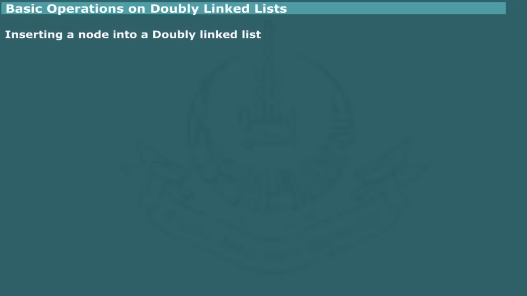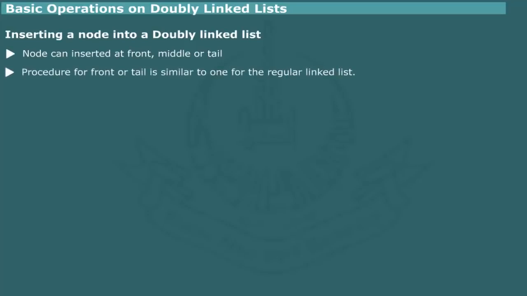Inserting a node into a doubly linked list. A new node can be inserted at the front, in the middle, or at the tail of the list. The procedure for inserting a front or tail node is similar to the procedure for a regular linked list. We create a new node. This node is linked to the pre-existing front node or tail node by readjusting the left and right pointers.